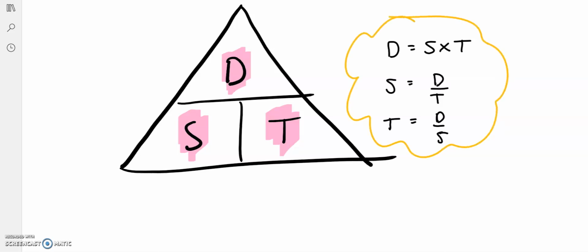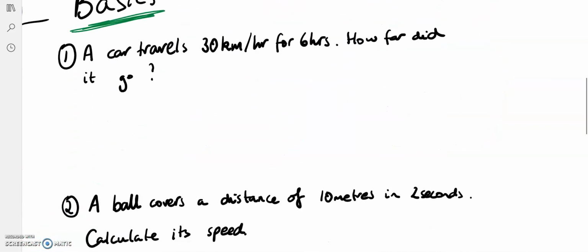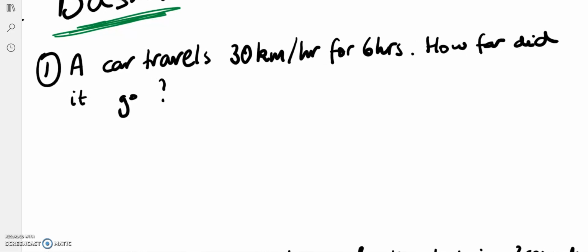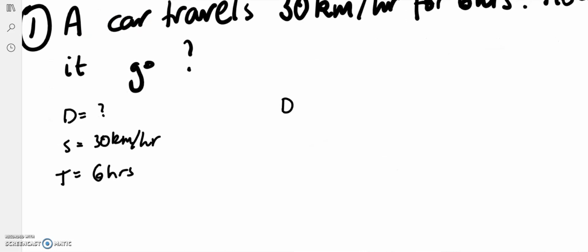We'll start off basic and then we'll build it up. Okay, so let's have a look at the basics. A car travels 30 kilometers an hour for 6 hours. How far did it go? I like to get my pupils to write down D equals, S equals, T equals, just so they get an idea of what we're looking for here. You want to figure out how far did it go. It went 30 kilometers an hour, and it did that for 6 hours. As we said, to work out the distance, we do speed times time. So we're going to do 30 times 6, which is 180, and the unit of measurement here will be kilometers.